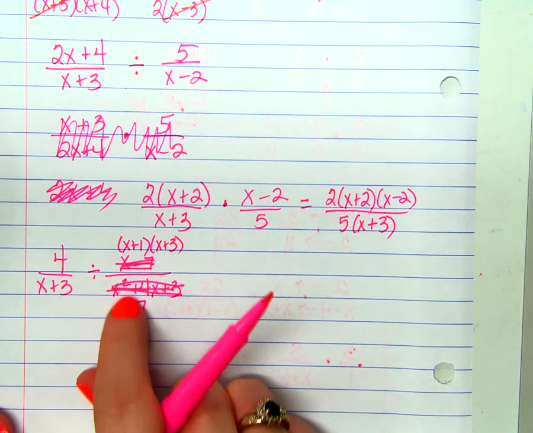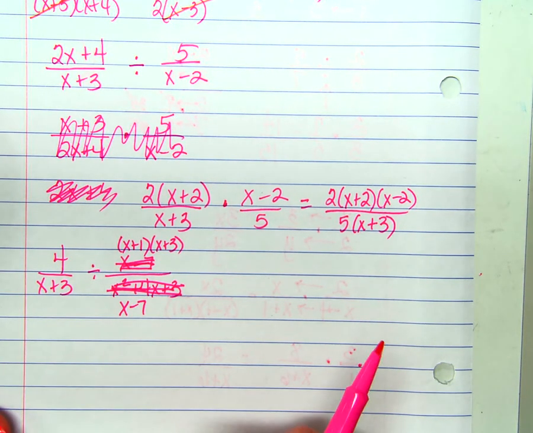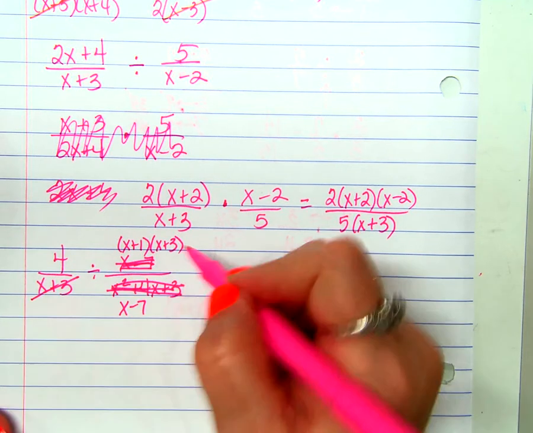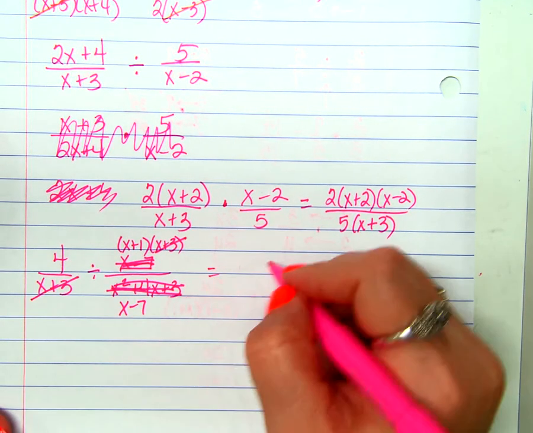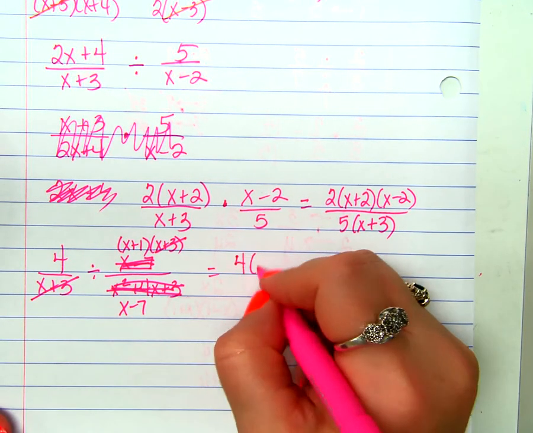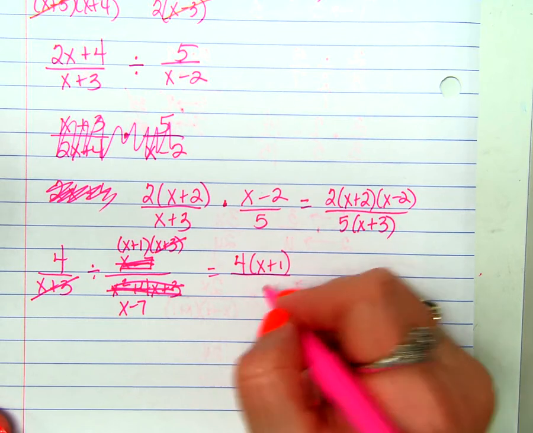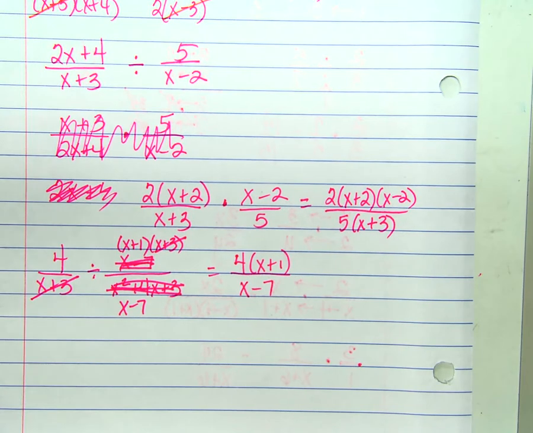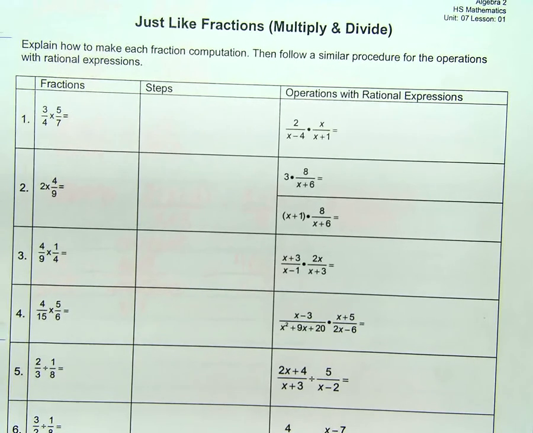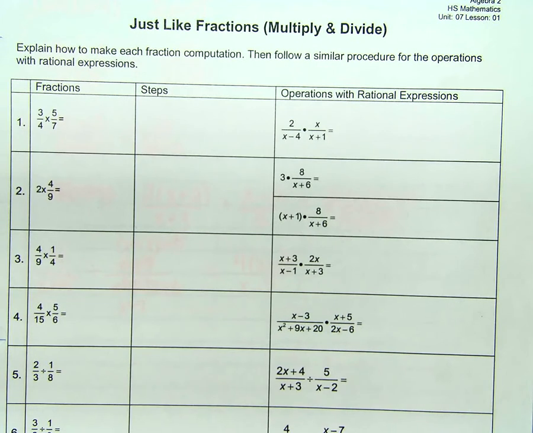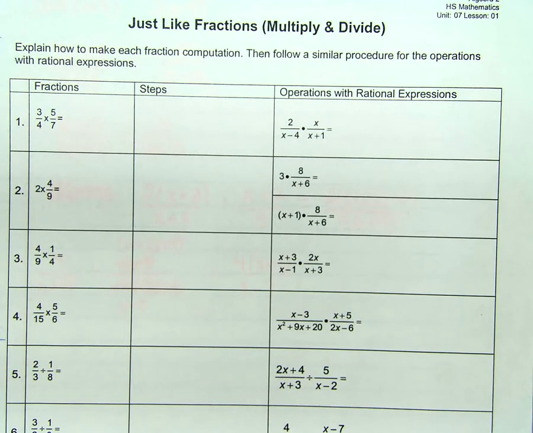Okay? What can I do in this problem now? X plus 3, what am I left with? 4 times x plus 1 over x minus 7. Questions? So what are you going to write on this sheet that I gave you? Well, we just did all the examples. I'll put them back up here in a second.